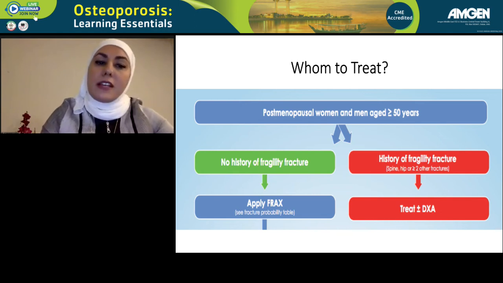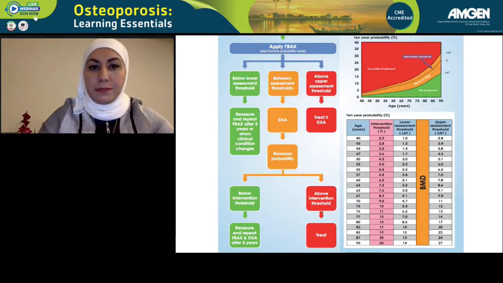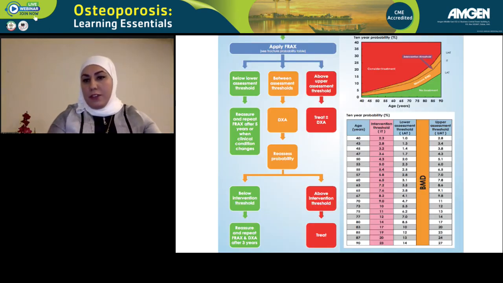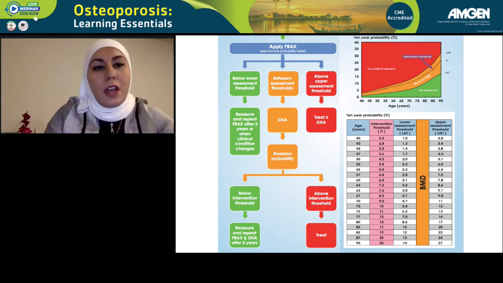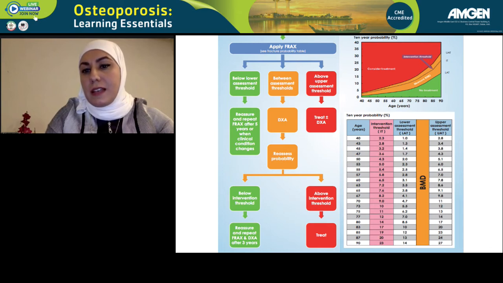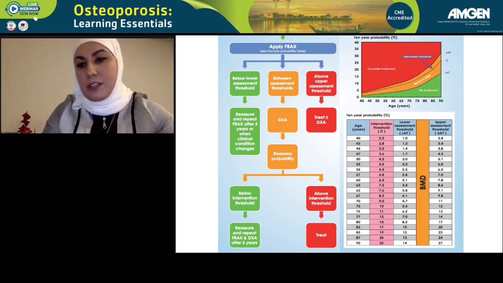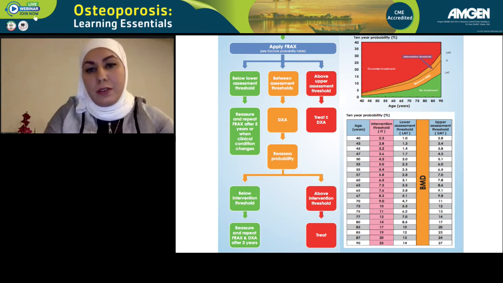If the patient has no history of fragility fracture, we apply FRAX. For the FRAX, we take the major osteoporotic risk, as I mentioned. If it is lower than the assessment threshold, you reassure and repeat FRAX after 5 years or when the clinical condition changes. If it is above the upper assessment threshold, as we mentioned, you treat the patient, with or without DEXA.